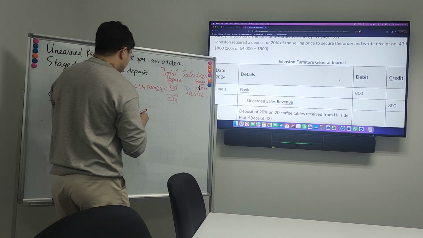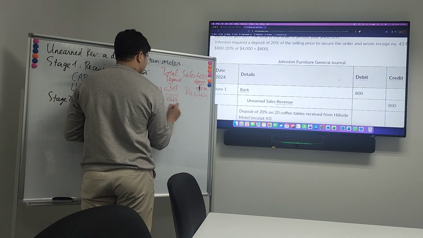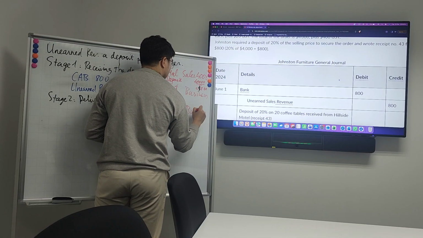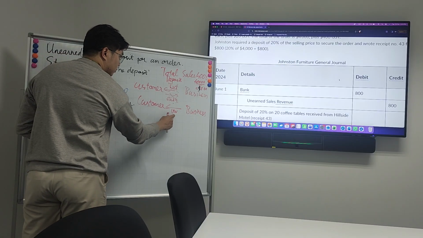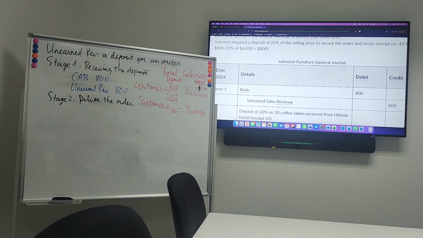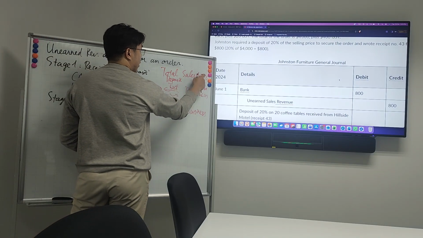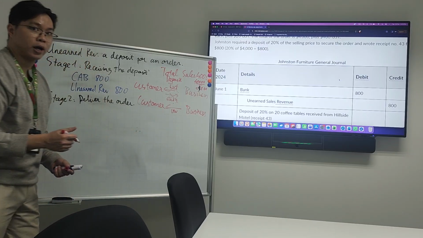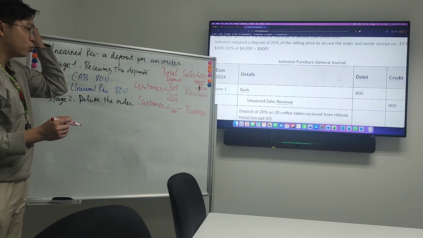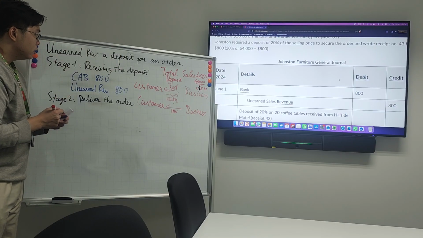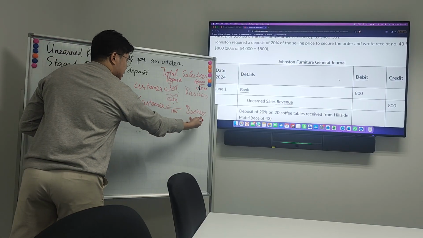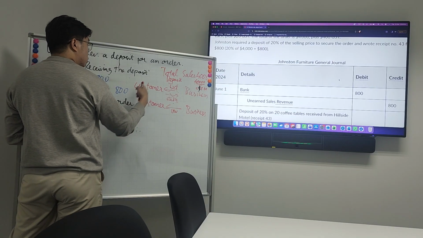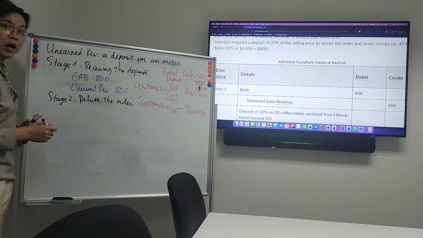But when the second stage is the business delivers the product that they made the order for to the customer, then we have earned the right to the revenue that we're supposed to get. This is the total revenue we've earned the right to get when we deliver the product. In this case, the product is 20 coffee tables. So when the business has delivered 20 coffee tables to the customer, we have earned the right to the total sales, which include the $800 of unearned sales revenue.